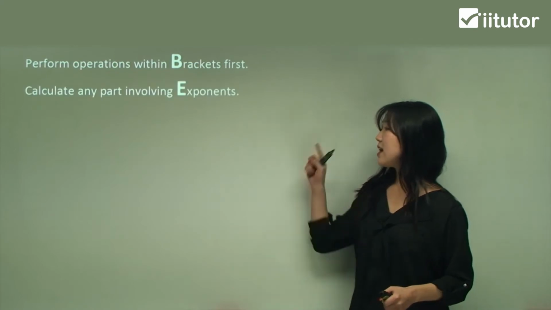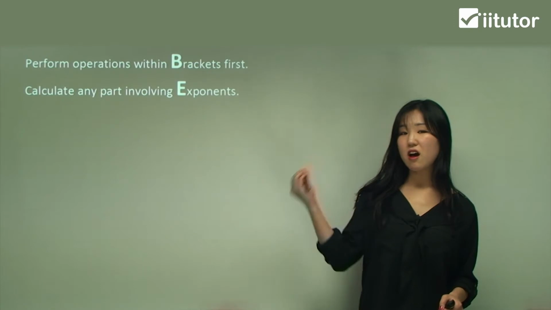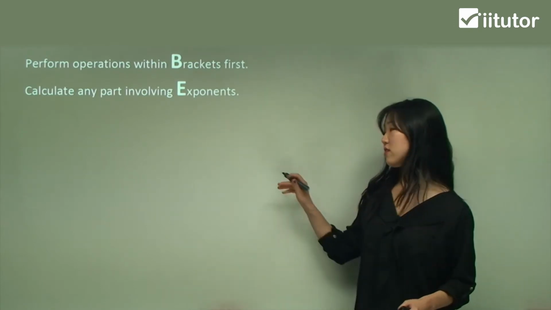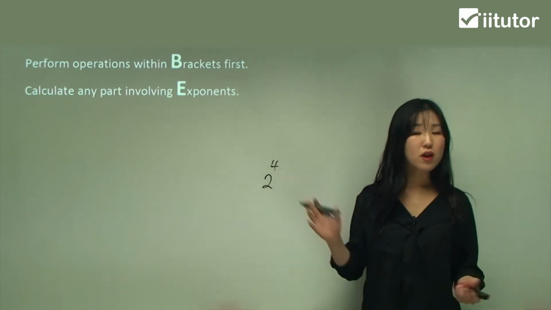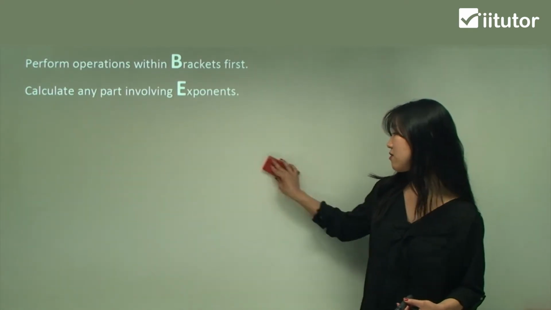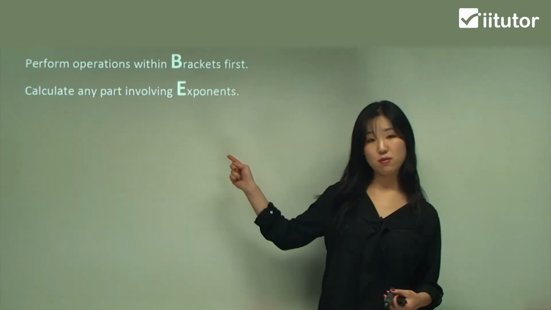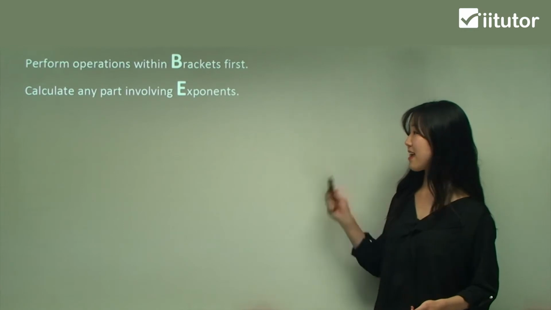Now second, calculate any part involving exponents. Exponents are like powers, okay? So say for example if I have 2 to the power 4 or 5 to the power of 2, whatever it is, if it's something with powers, you do that one next. So if there's no brackets, then you move on to the exponents. If there are any powers, you simplify that first. Okay, so that's the second step.